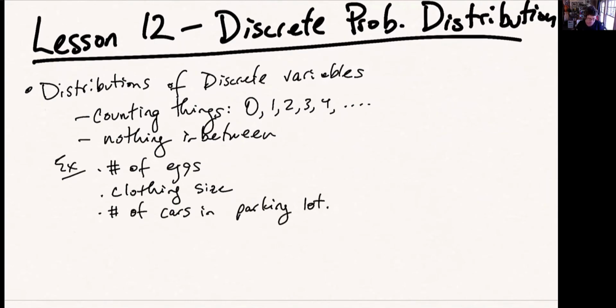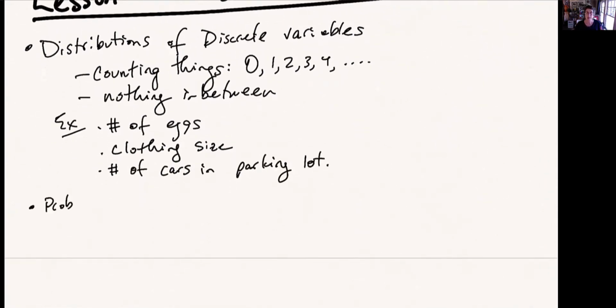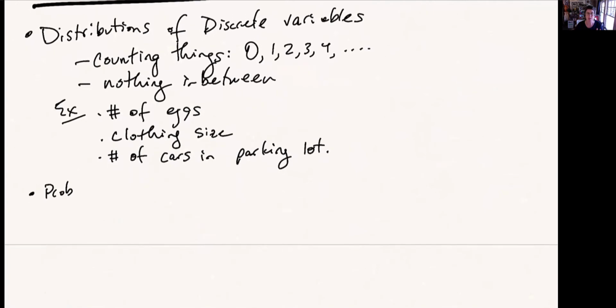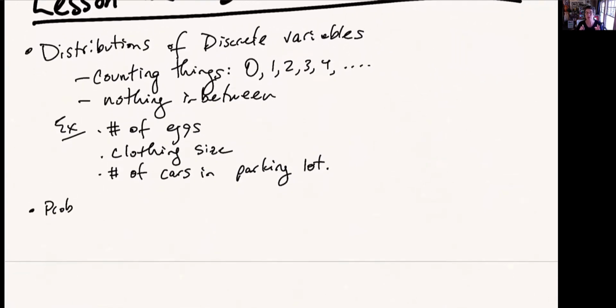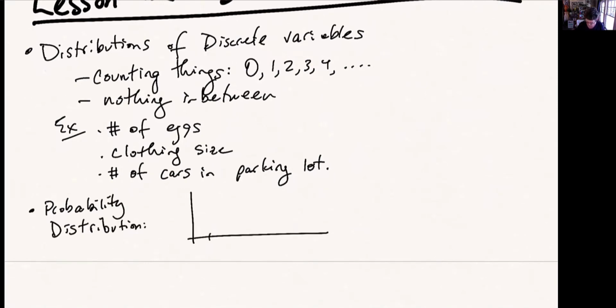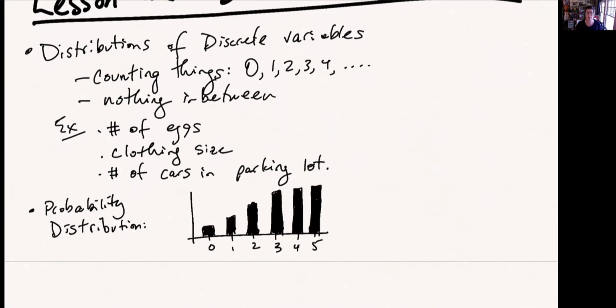And the probability distribution looks like a histogram, except the difference is there's a gap between the bars. That's really the biggest difference between the two types of histograms we do. If it's discrete variables, there's a gap between the bars to indicate there's nothing occurring in between. So it looks like this, where I've got 0, 1, 2, 3, 4, 5. So there's an example of a discrete probability distribution.